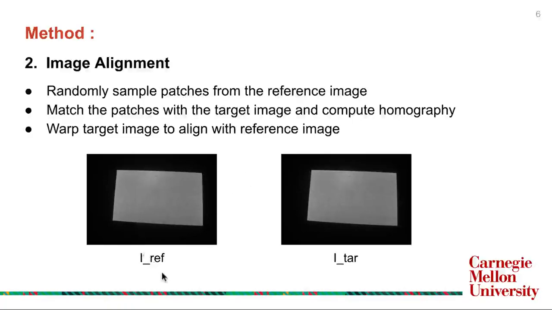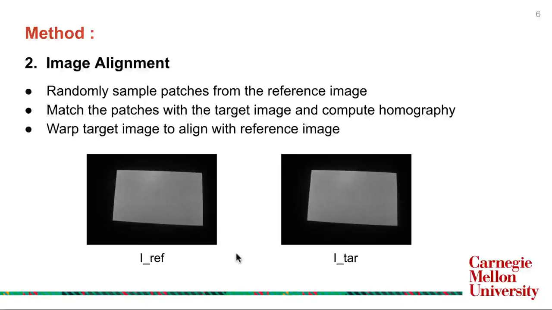So here we have a reference image and the target image, and we have extracted the luminance channel from both of these images. Once we get these, we need to do image alignment. This is because the laser speckle imaging technique is highly sensitive to the position of the camera.